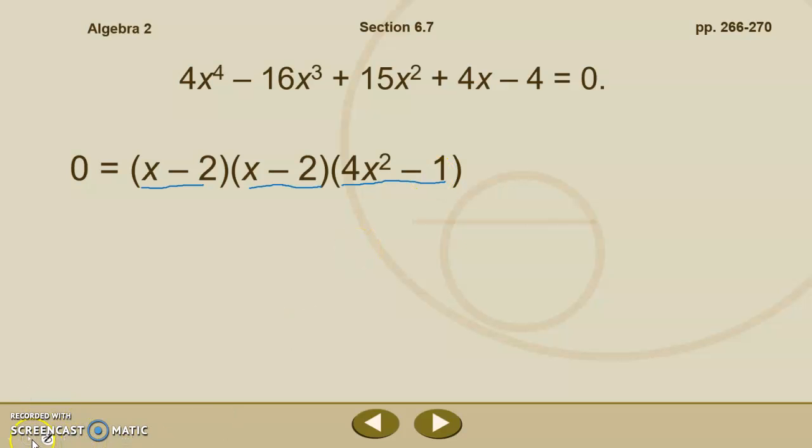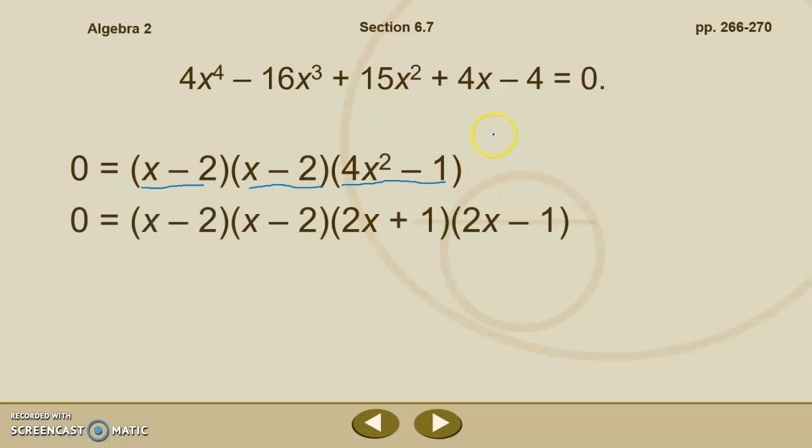Okay, now that we have it down to an x squared form, we can go ahead and factor again, and we should recognize this as a difference of squares. We have (2x) squared minus 1 squared, and for a difference of squares, take the square roots of 4x squared, so 2x and 2x, and the square roots here of 1, plus 1 and minus 1.